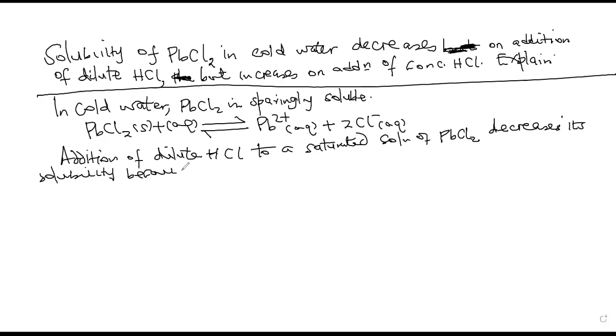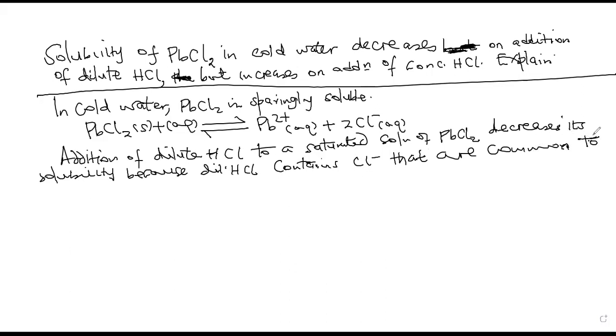because dilute hydrochloric acid contains chloride ions, the chloride ions, you use words, contain the chloride ions that are common to the chloride ions in lead 2 chloride.